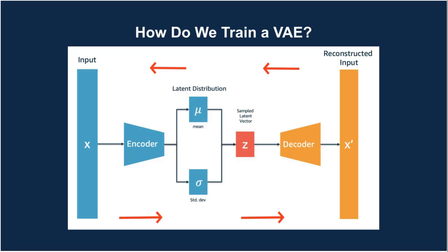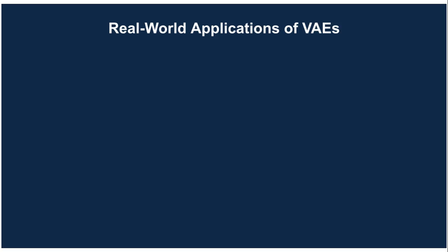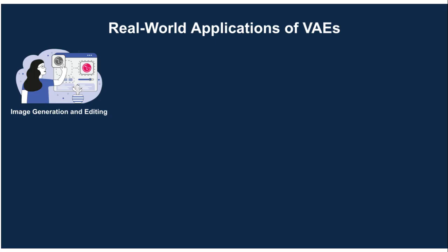Now, let's talk about where VAEs are used in the real world, and you might be surprised by how many areas they touch. 1. Image generation and editing. VAEs are widely used to create synthetic images, fill in missing parts of a picture, or even enhance low-quality photos.